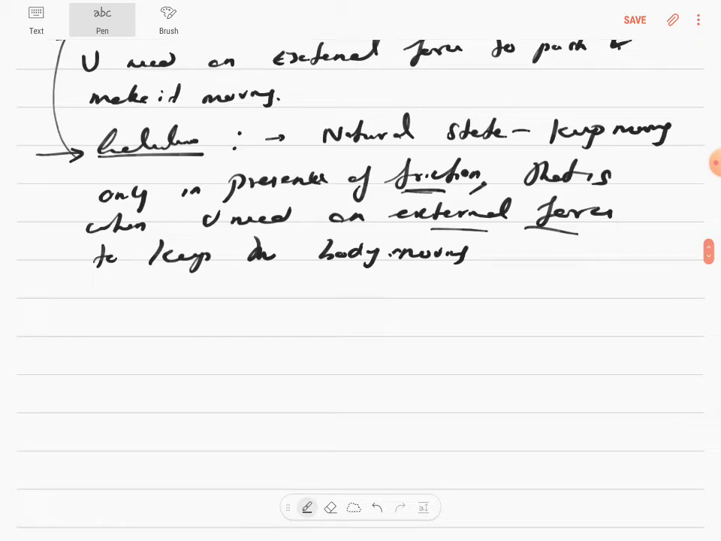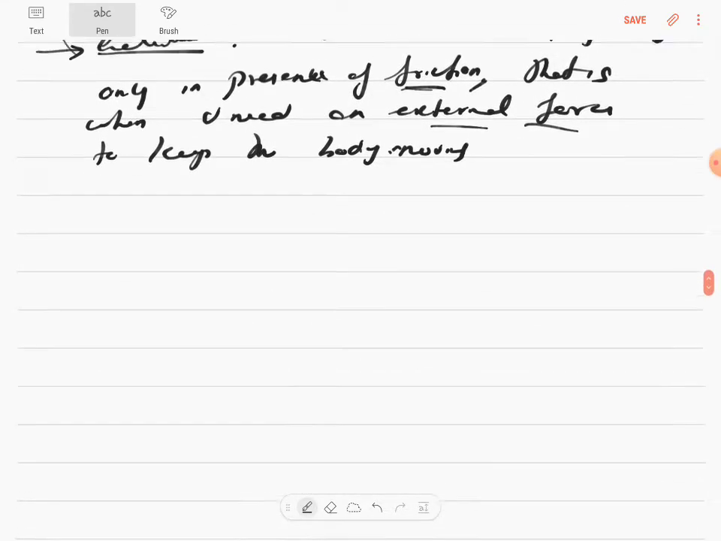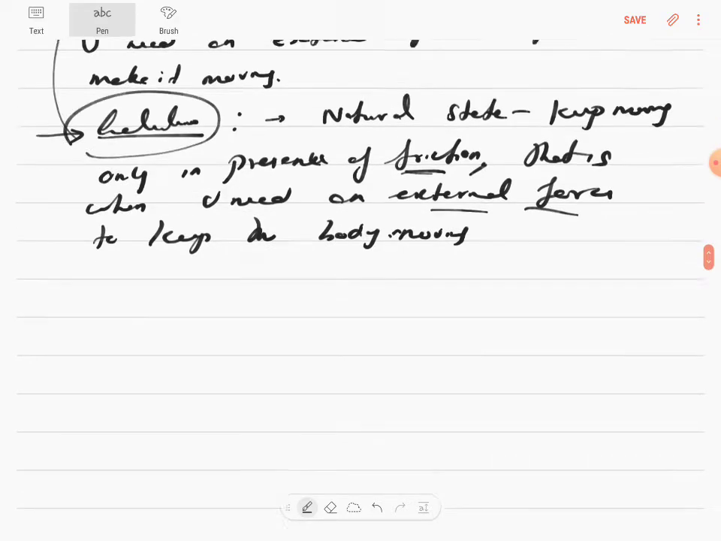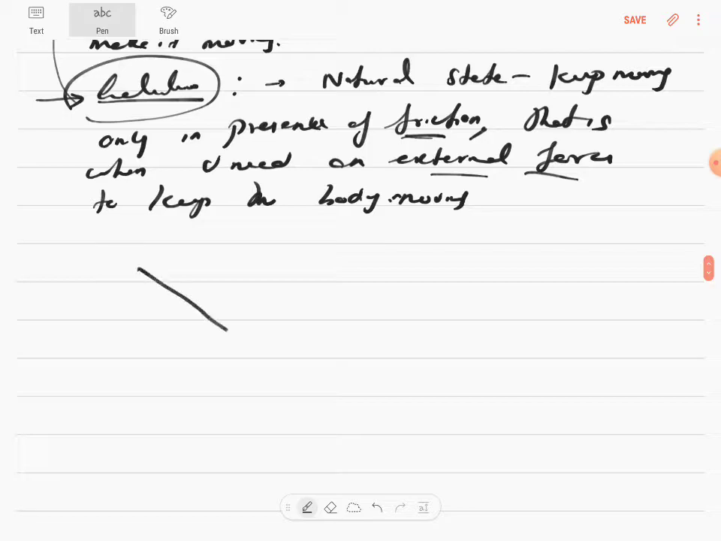Okay, then it goes to the laws of motion. Now it's Newton's law. Even before that, Galileo did a lot of experiments. Let me talk about those experiments. Very interesting. He took an inclined plane and allowed a body to roll down. He noticed that the speed increased, which means it's accelerating. When speed increases, there is acceleration.